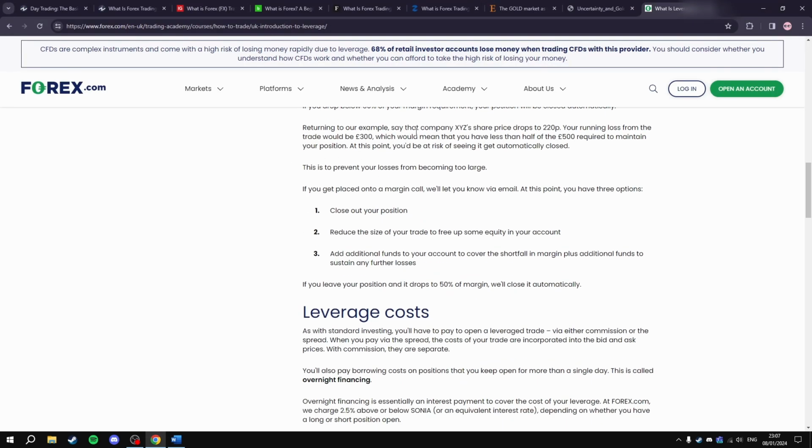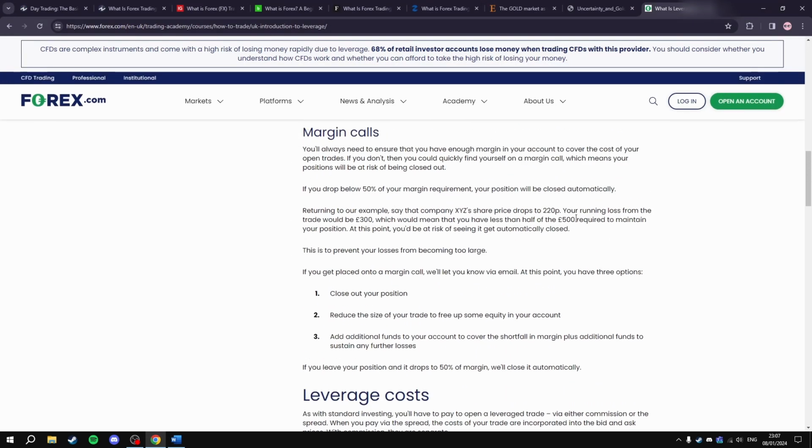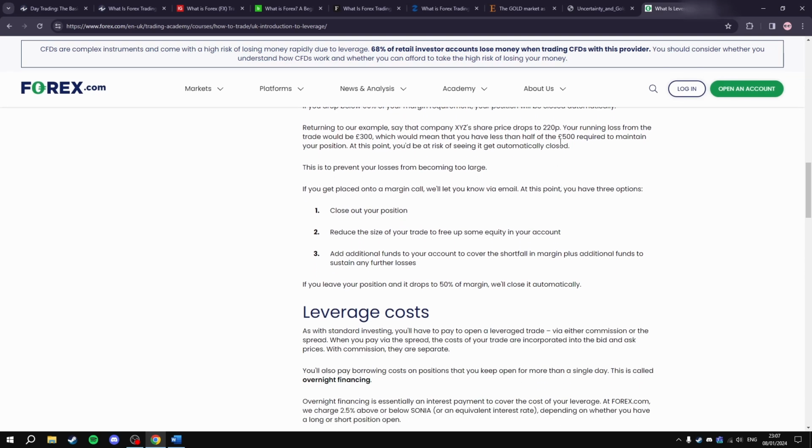Returning to our example, say that company XYZ's share price drops to 220p. Your running losses from the trade would be £300, which would mean that you have less than half of the £500 required to maintain your position. At this point, you'd be at risk of seeing it automatically closed. This is to prevent your losses from becoming too large.